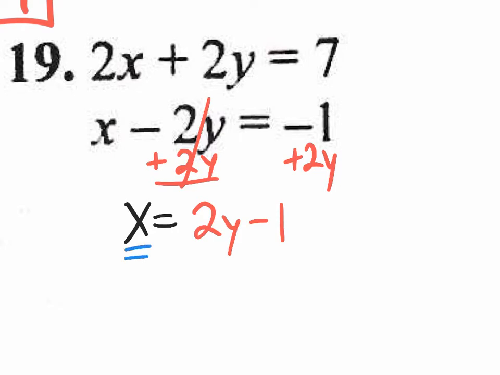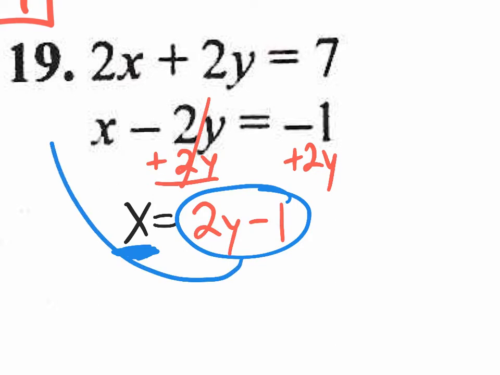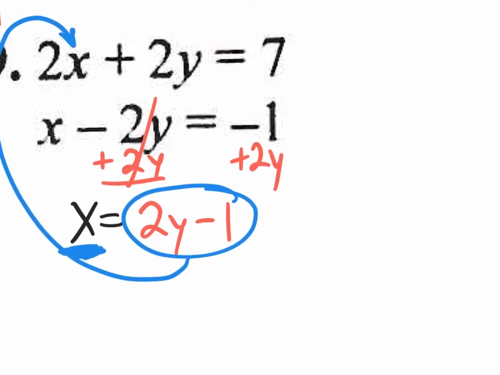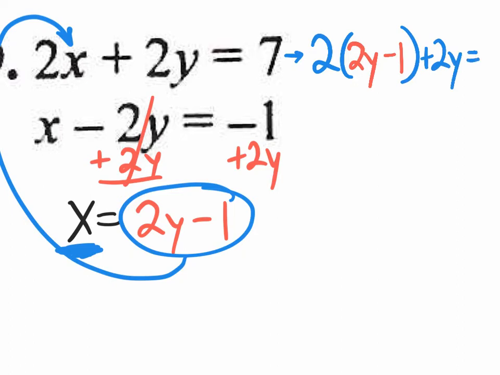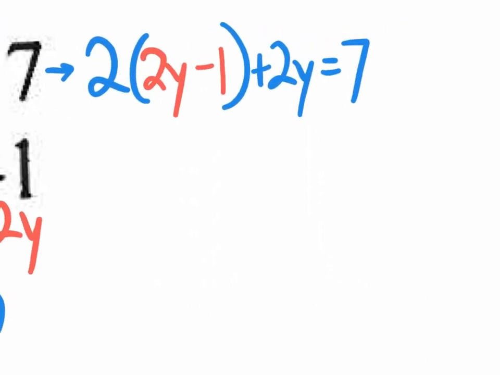So now that you know that x equals this stuff, you could take that stuff and plug it into x on the other equation. So when you plug it into the other equation, you're going to end up with a new equation, 2, parenthesis, we're plugging in a 2y minus 1 right in there. And then we have a plus 2y equaling 7. Now we could focus in on the single variable equation.